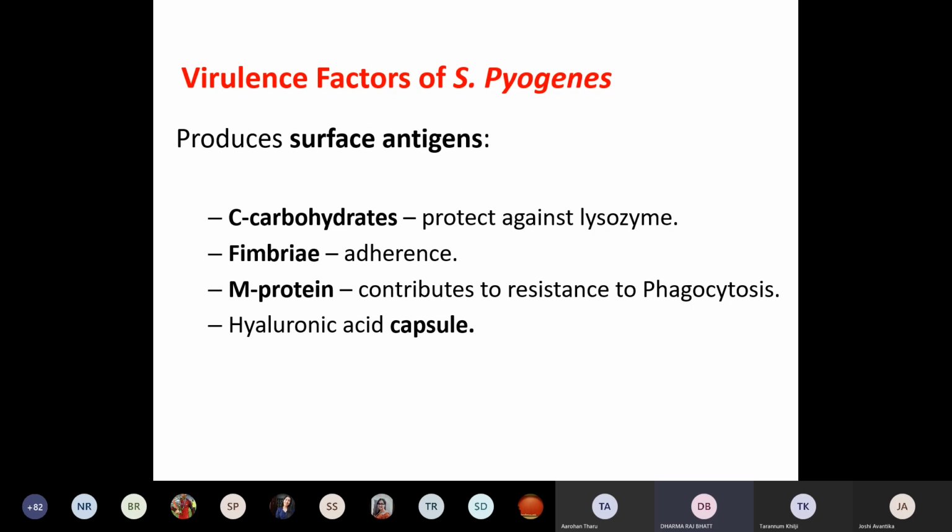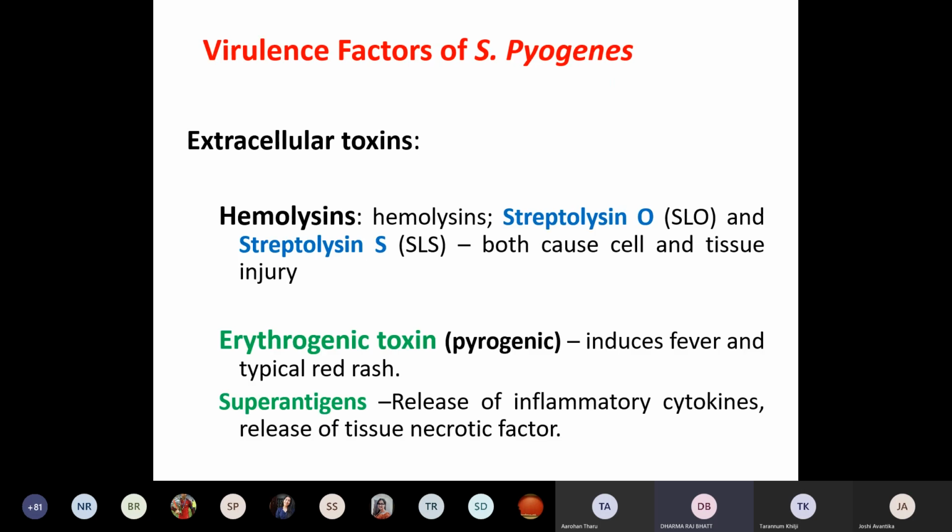But out of these three, the most important one is M protein, which is important for survival of the bacteria as it contributes to resistance to phagocytosis, and also it is antigenic. This organism is capsulated, with a high hyaluronic acid capsule.